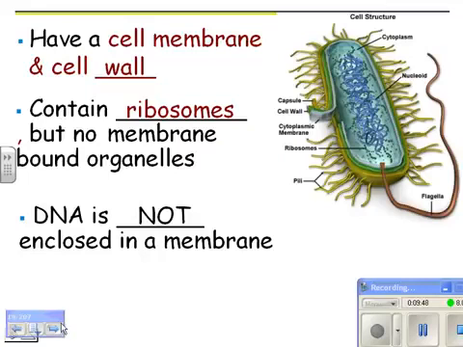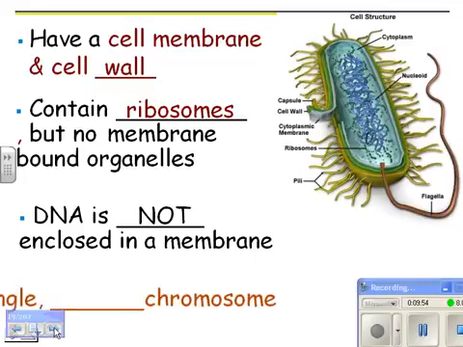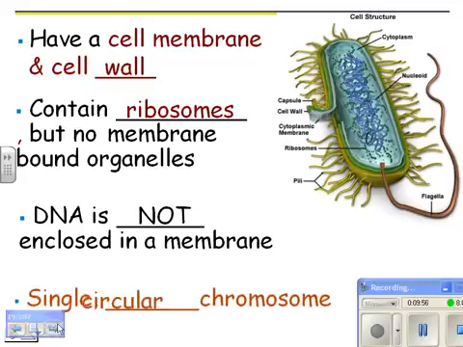DNA is not enclosed in a membrane, just sitting out there, so it's not protected like your DNA is. And it has a single circular chromosome. So your chromosomes have a start and an end. Bacterial chromosomes are a circle.